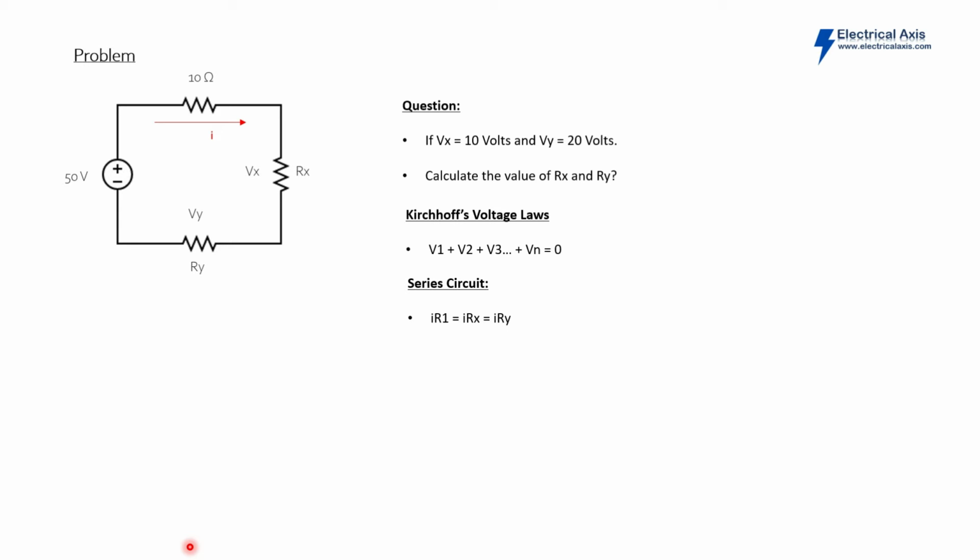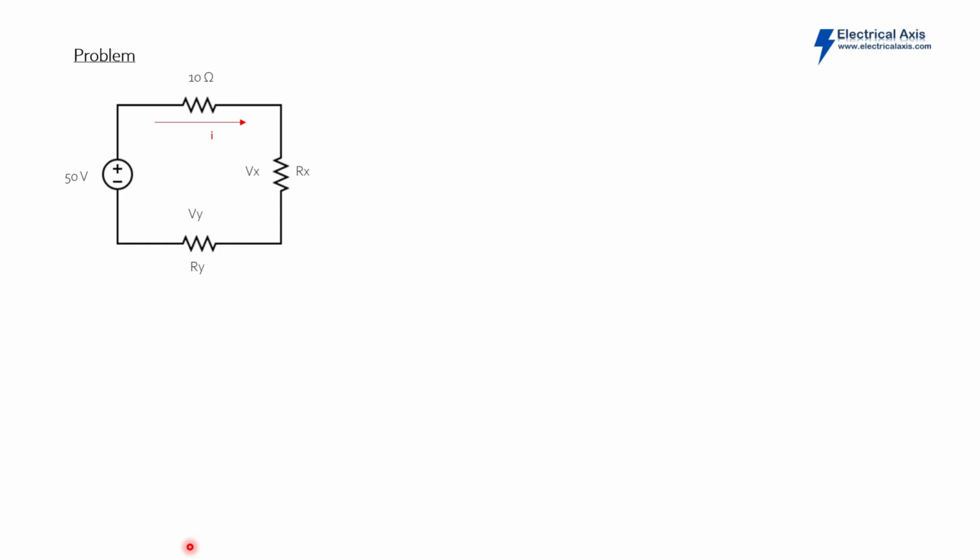Now, by applying KVL around the mesh, we can form an equation of 10I plus Vx plus Vy minus 50 volts is equal to 0. Substituting the given values of Vx and Vy, we can calculate the value of I to be 2 amperes.